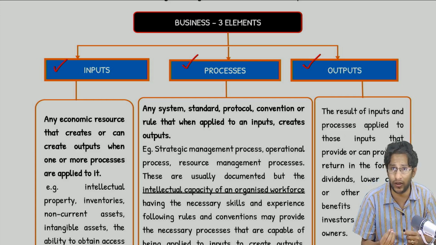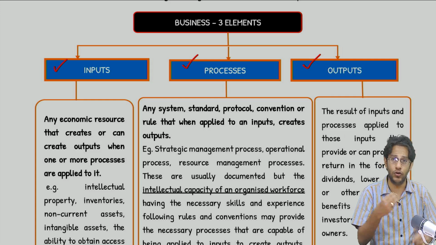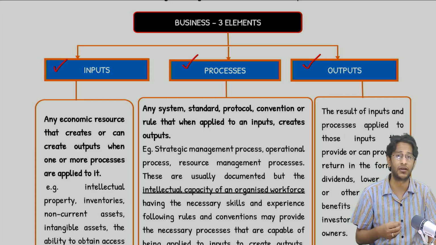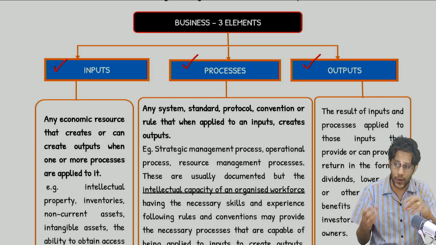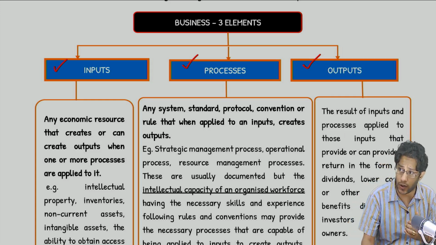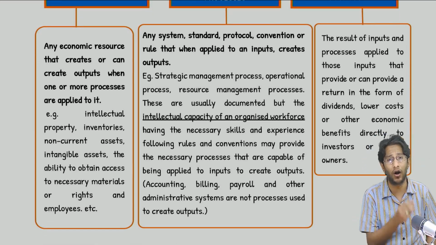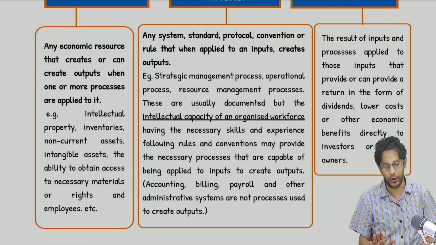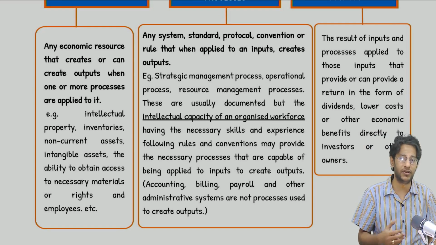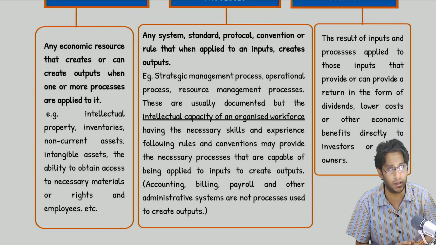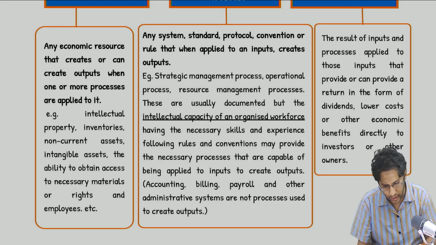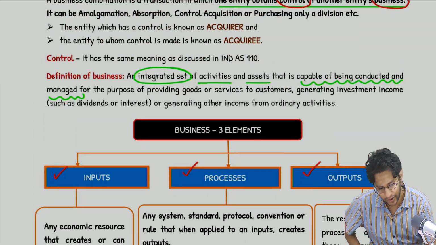Now, what is output here? Output can be the goods or services what you give in the ordinary course of business, or if you are planning investments in various entities, the investment income that is getting generated out of that, or any other operating revenues are also okay. So when you say output, it's not just goods and services, it can be any other kind of operating income also.